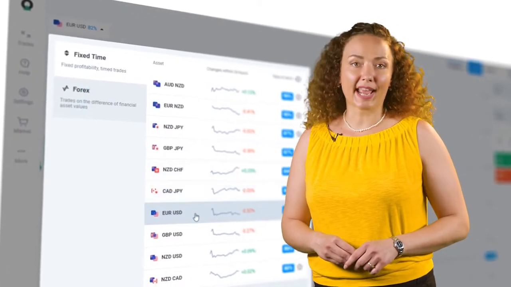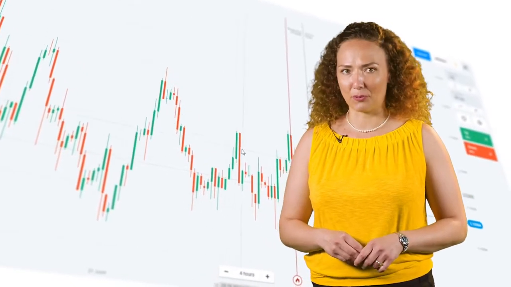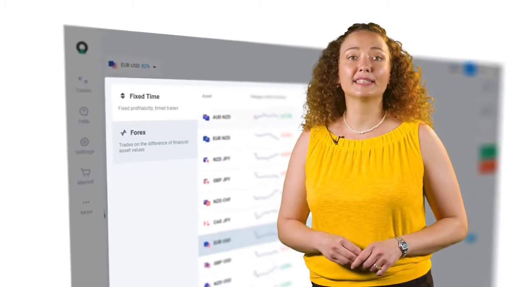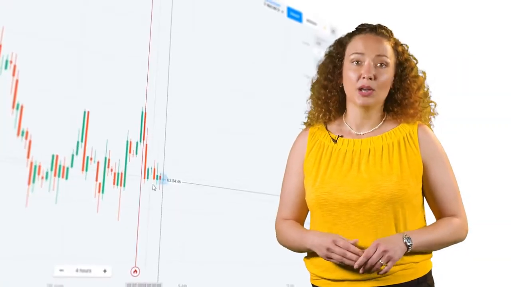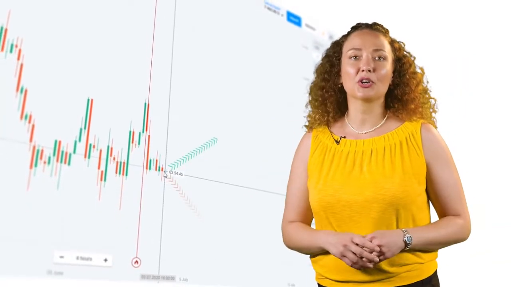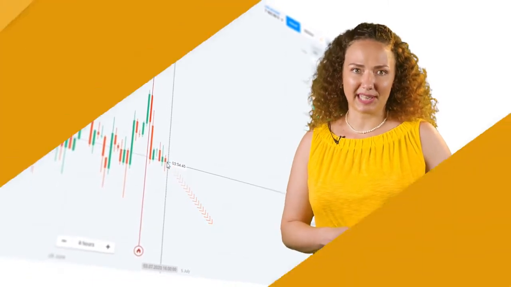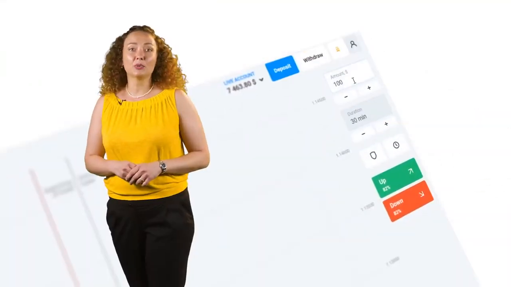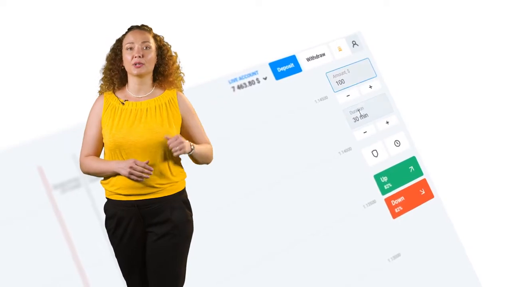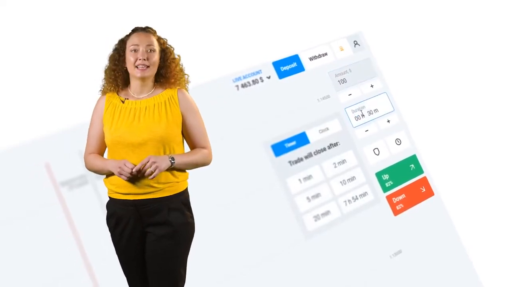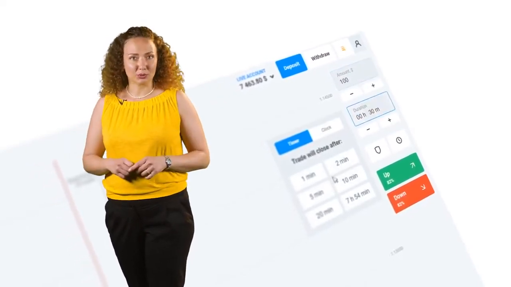When you choose a desired asset, the price movement and fluctuation will be displayed on the chart of the platform. If we choose the fixed time trading instrument, what we have to do is determine if the price of the asset will be higher or lower than the current price after a certain period of time. Here is where you would enter your trade amount, and here is where you would choose the expiration time. This is in how long the trade will close.